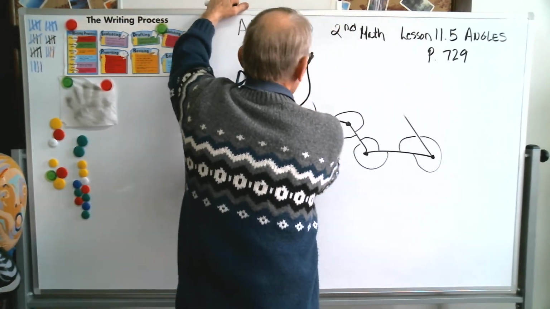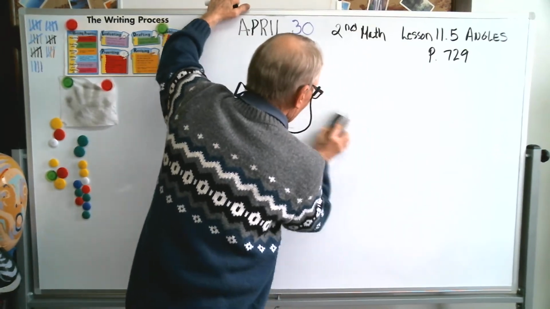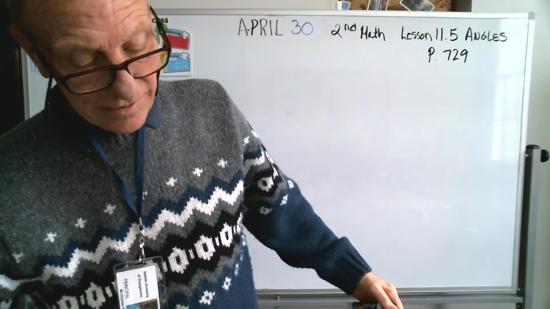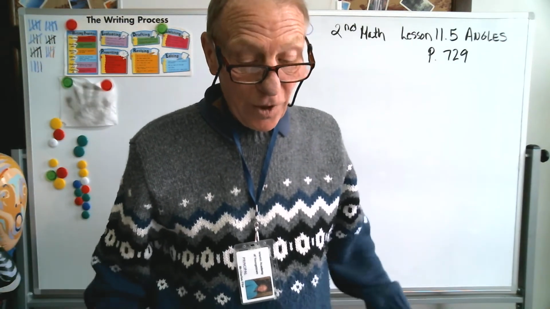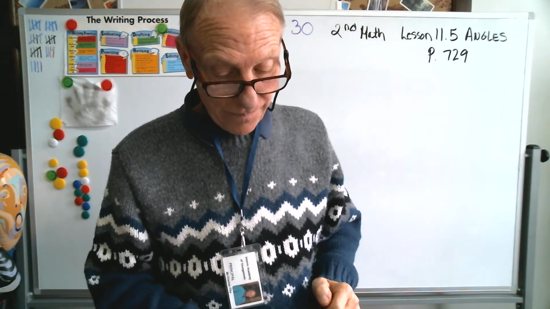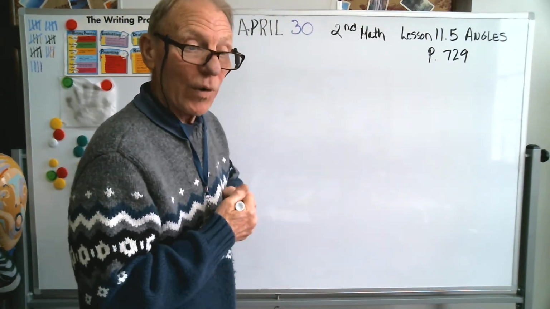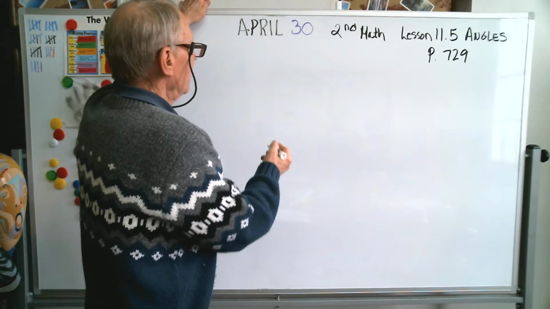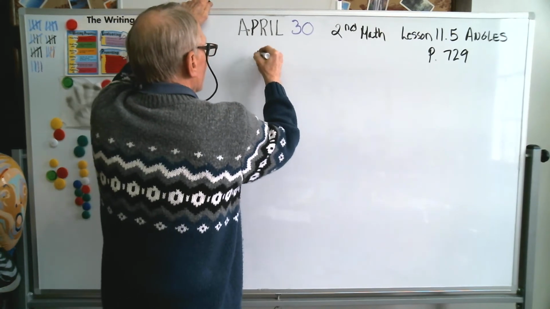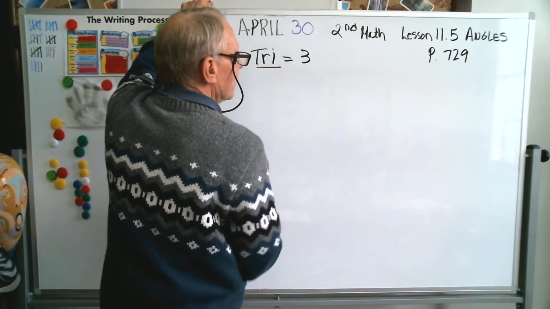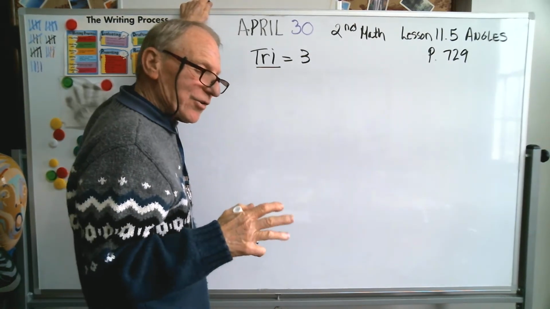So let's take a look at what we got in this lesson. First thing is they want you to draw two different triangles. Okay, so we're going to draw two different triangles. What is a triangle? Tri. That means 3. So this shape has 3 sides.